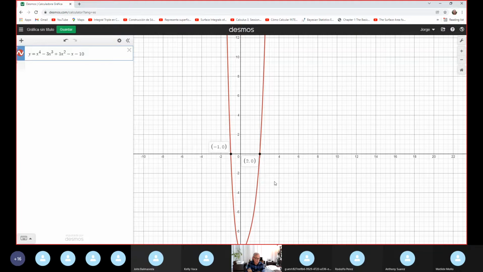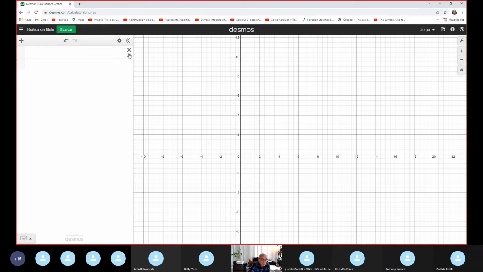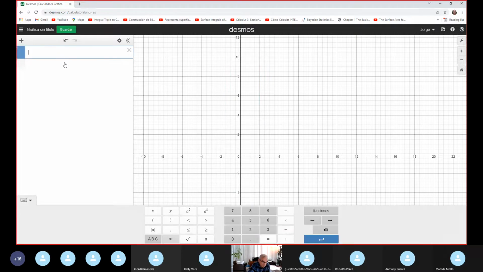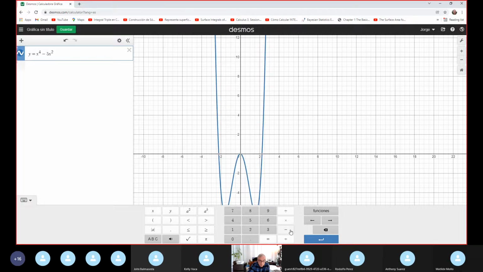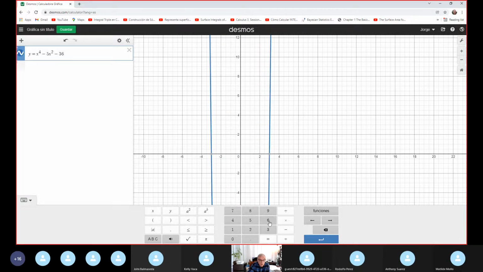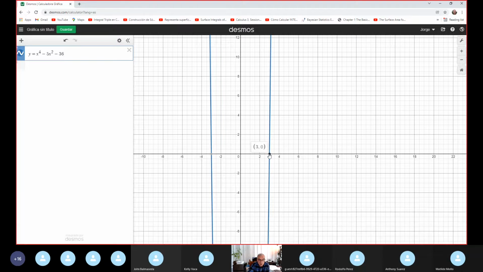Let's do it by curiosity, the next one. Let's do it in Desmos. Okay, I delete that. Next, 23 is y equal x to the 4 power minus 5 x to the second power minus 36. Wow, look at that, the zeros. The real zeros are positive 3 and negative 3. And this is the thing I included in the synthetic division.